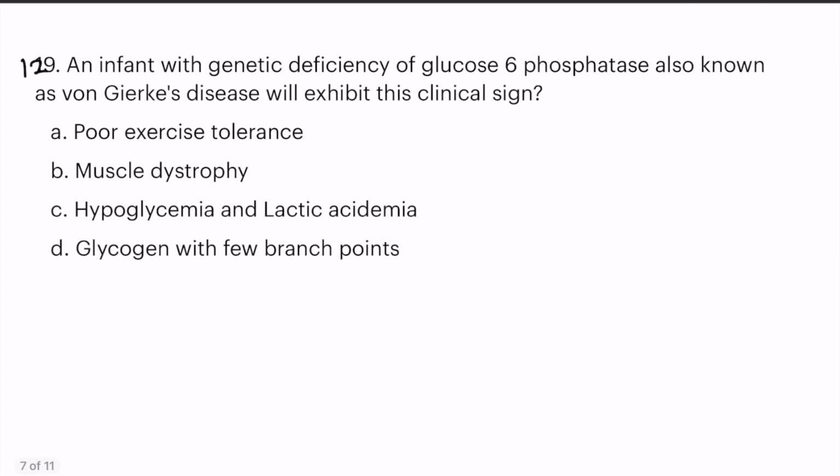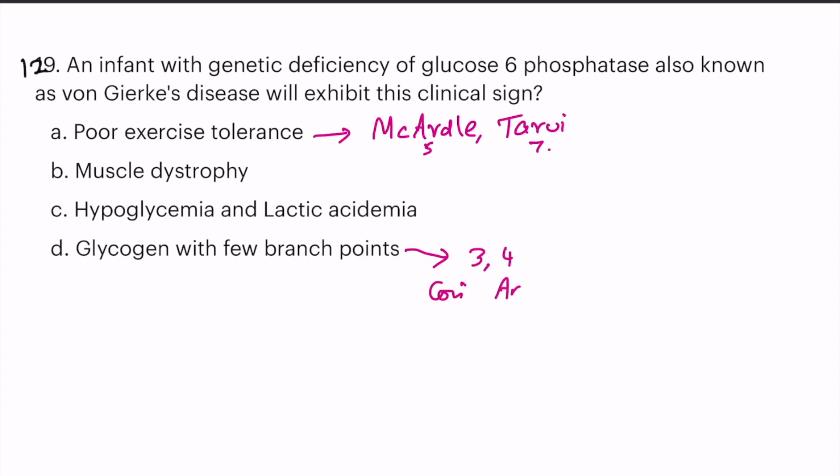Next, an infant with genetic deficiency of glucose 6-phosphatase. We can immediately identify this as Von Gierke disease. Von Gierke disease will exhibit this clinical sign. So we have to study glycogen storage diseases a bit extensively because the exam has become a bit clinical. Poor exercise intolerance is seen in two glycogen storage diseases. One is McArdle, another is Tarui, which are number 5 and number 7. And then glycogen with few branch points. Such questions will be mostly related to types 3 and 4, which are Cori and Andersen.